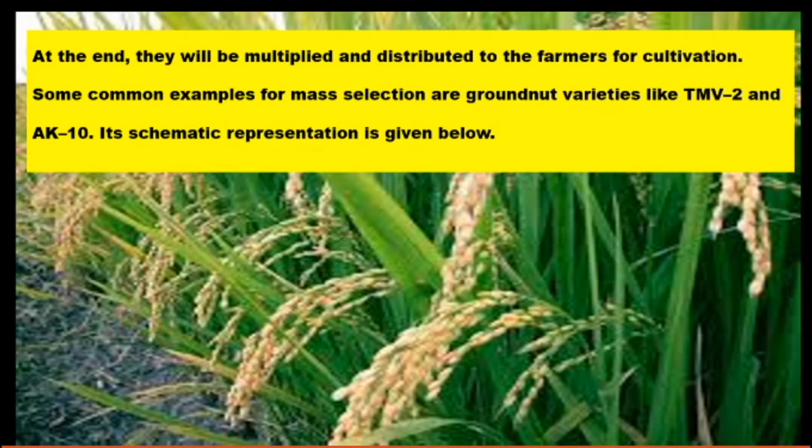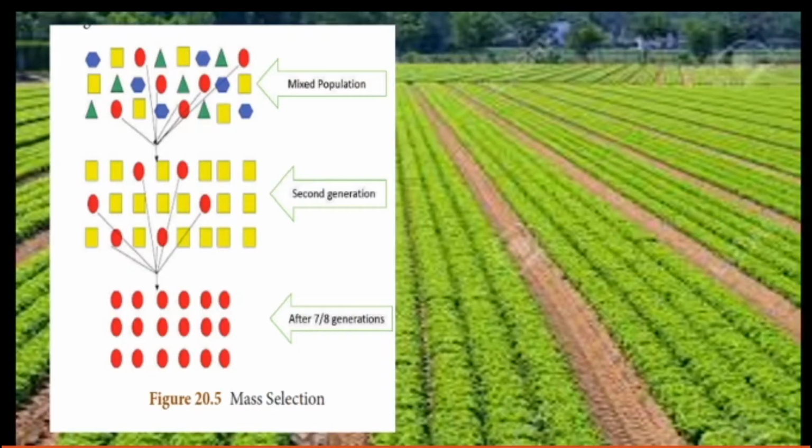Some common examples of mass selection are groundnut varieties like TMV2 and AK10. There are two varieties there, so one more question may be asked. Look at this, the mixture. First they select the target plants. When they go for the second generation, these characters also come here. That is why I told you the recessive character is expressed here.